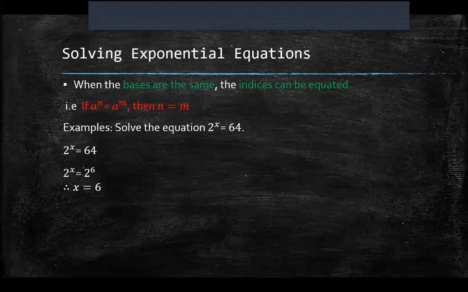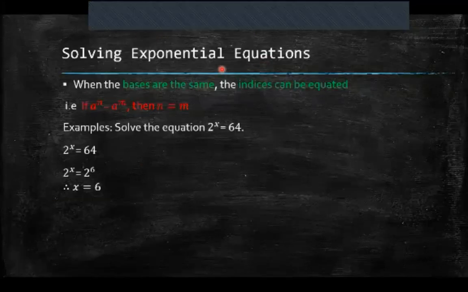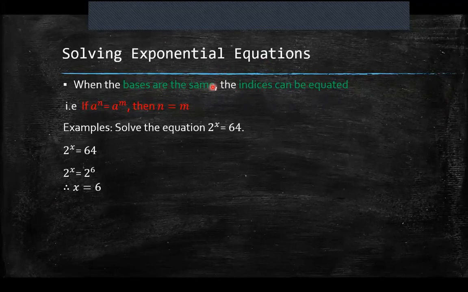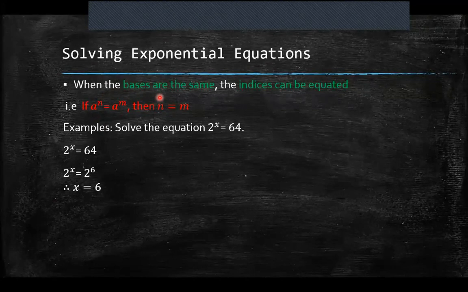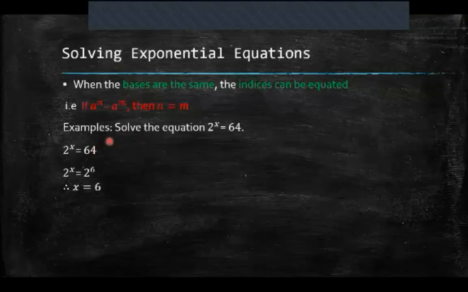So solving exponential equations. Remember, exponents, indices, it's the same thing, right? So when solving these equations, when the bases are the same, the indices can be equated. So what exactly does that mean? If I have a to the power of n is equal to a to the power of m, then my indices, I could equate them. So n would be equal to m.